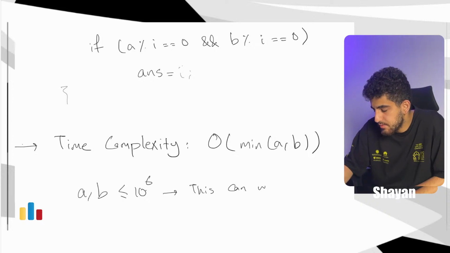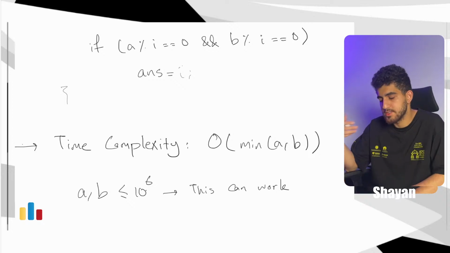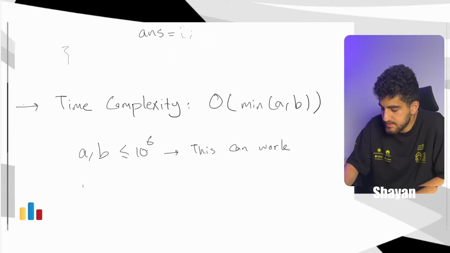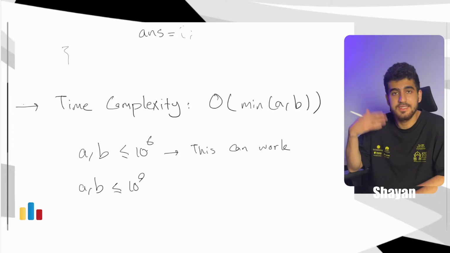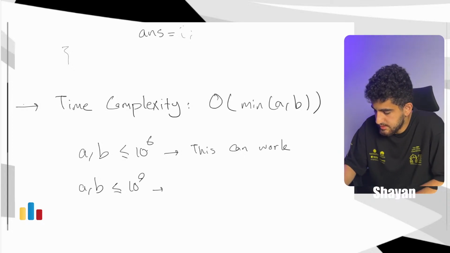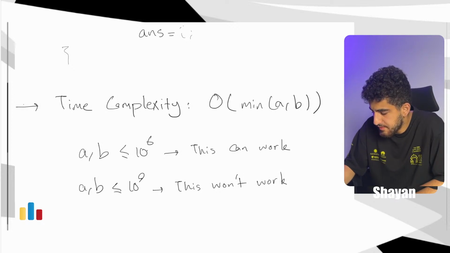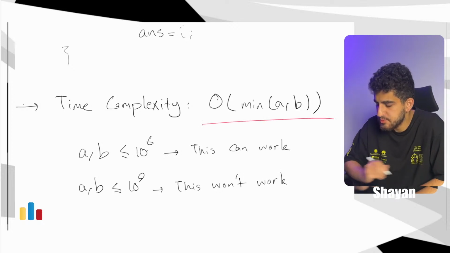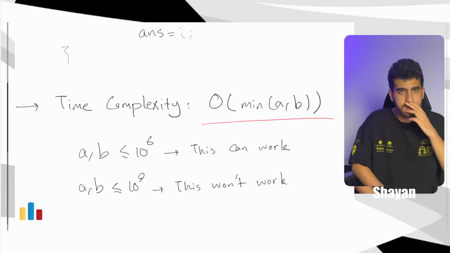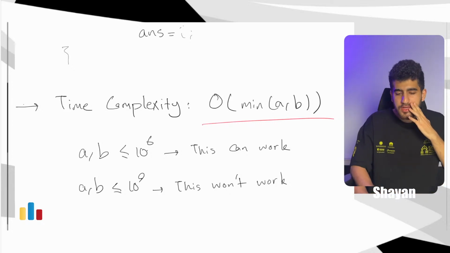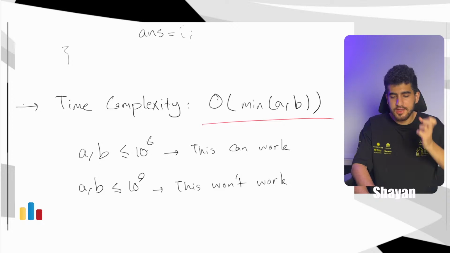If we just want to find the GCD of two numbers up to 10 to the power of 6, it works. But if A and B are, for example, up to 10 to the power of 9 or 10 to the power of 18, this won't work. So far we have an algorithm to find GCD of two numbers in O of minimum of A and B. But how can we make it better than this?